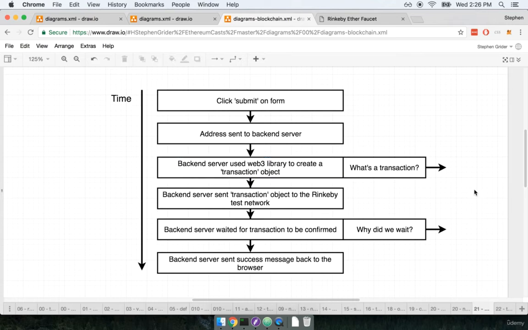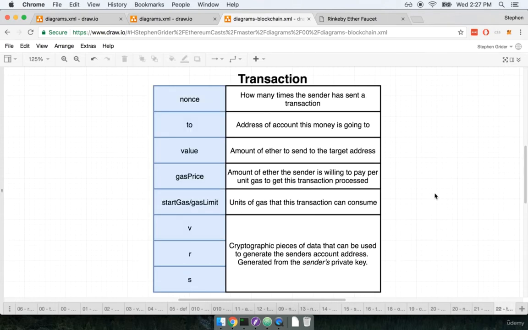Now at this point, we're going to take a quick aside and talk a little bit about what a transaction is. Then we're going to come back and finish off this flow. All right, so over here is a diagram of a transaction. You can think of a transaction as a record that describes one account attempting to send money to another account. A transaction is created anytime two accounts exchange some amount of money. So when I just sent some money to you, I created a transaction object and then submitted it to the Ethereum network to be processed.